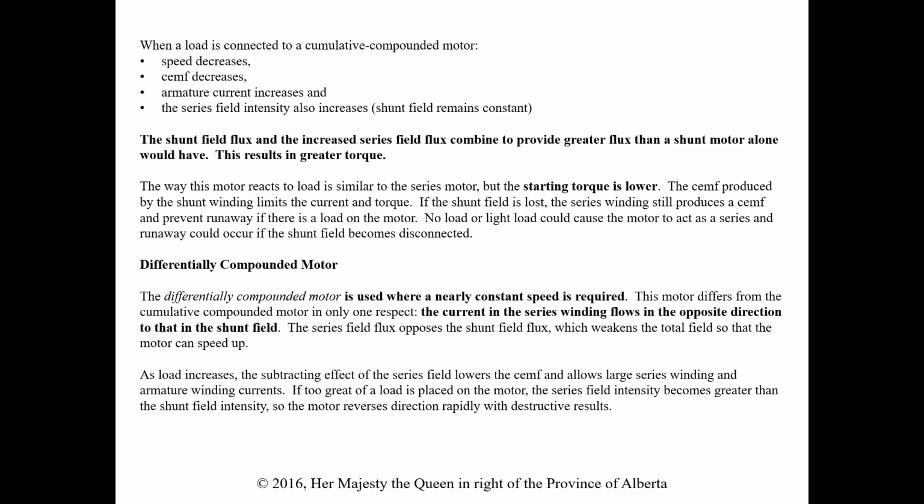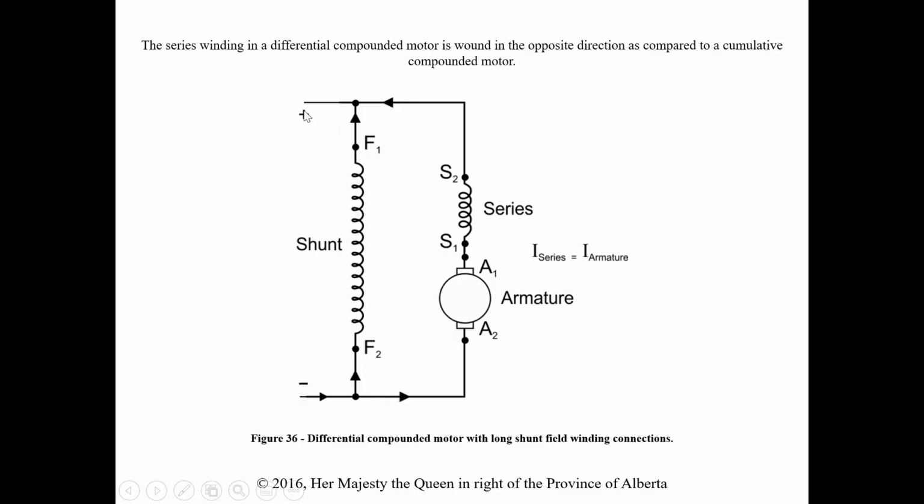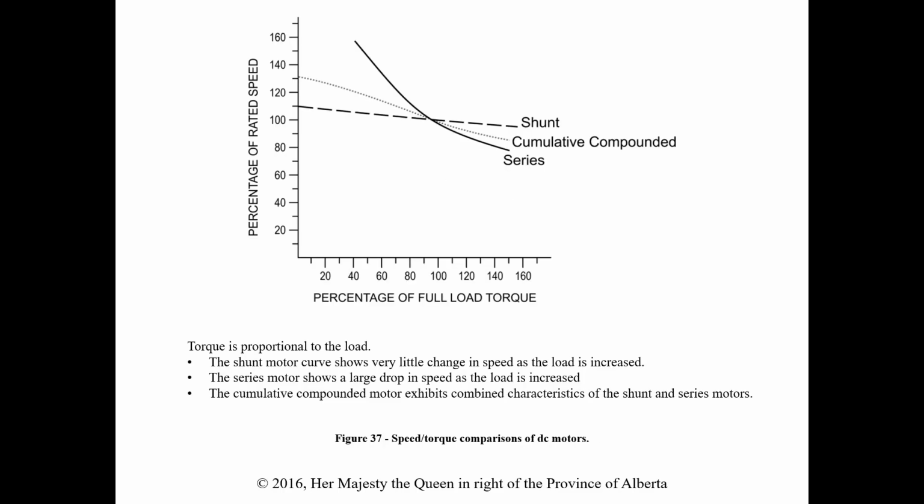If too great of a load is placed on the motor, the series field intensity becomes greater than the shunt, and it can actually reverse directions. Okay, so some caution there with the differentially compounded motor as well. So here's the series winding in a differential compound motor, wound in the opposite direction compared to a cumulative compounded motor, which again was aiding.